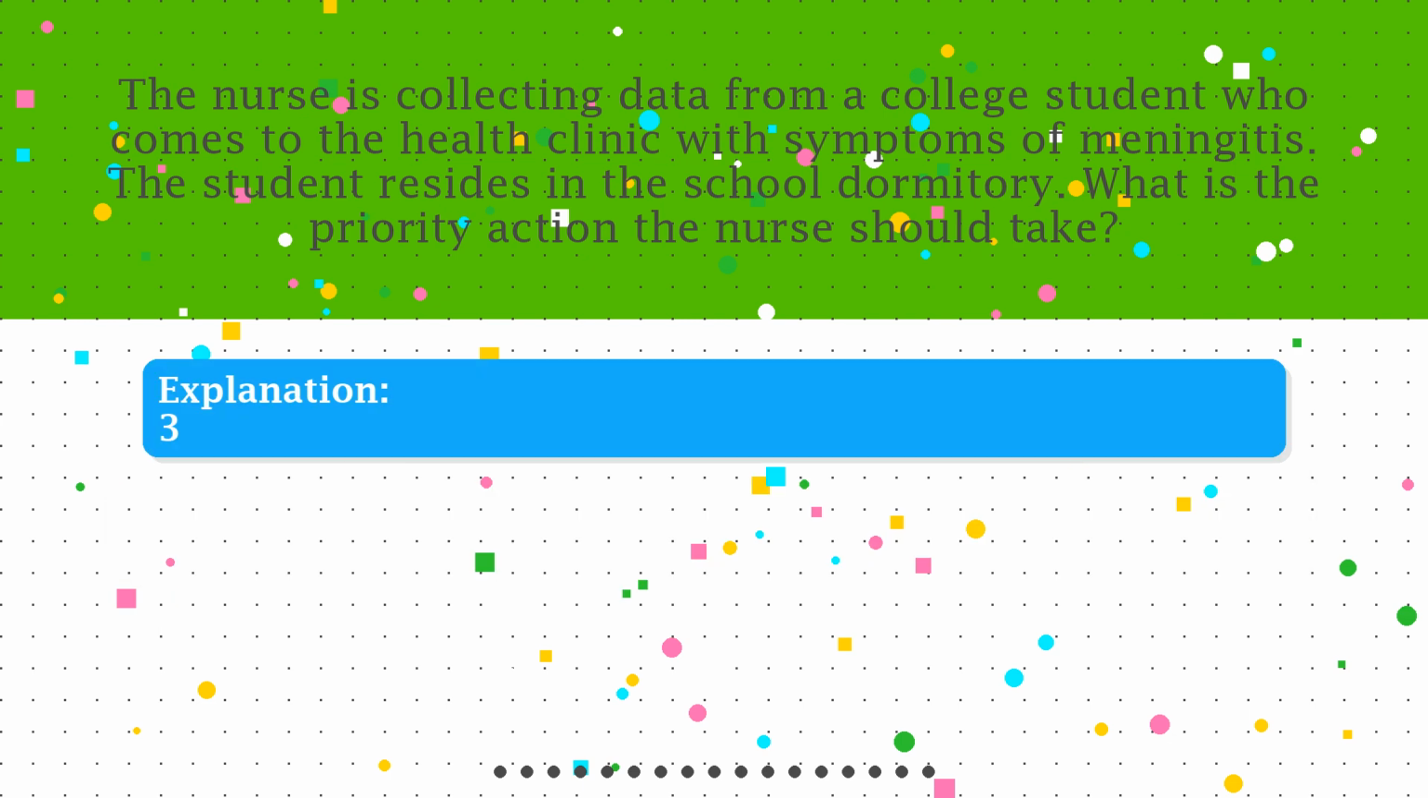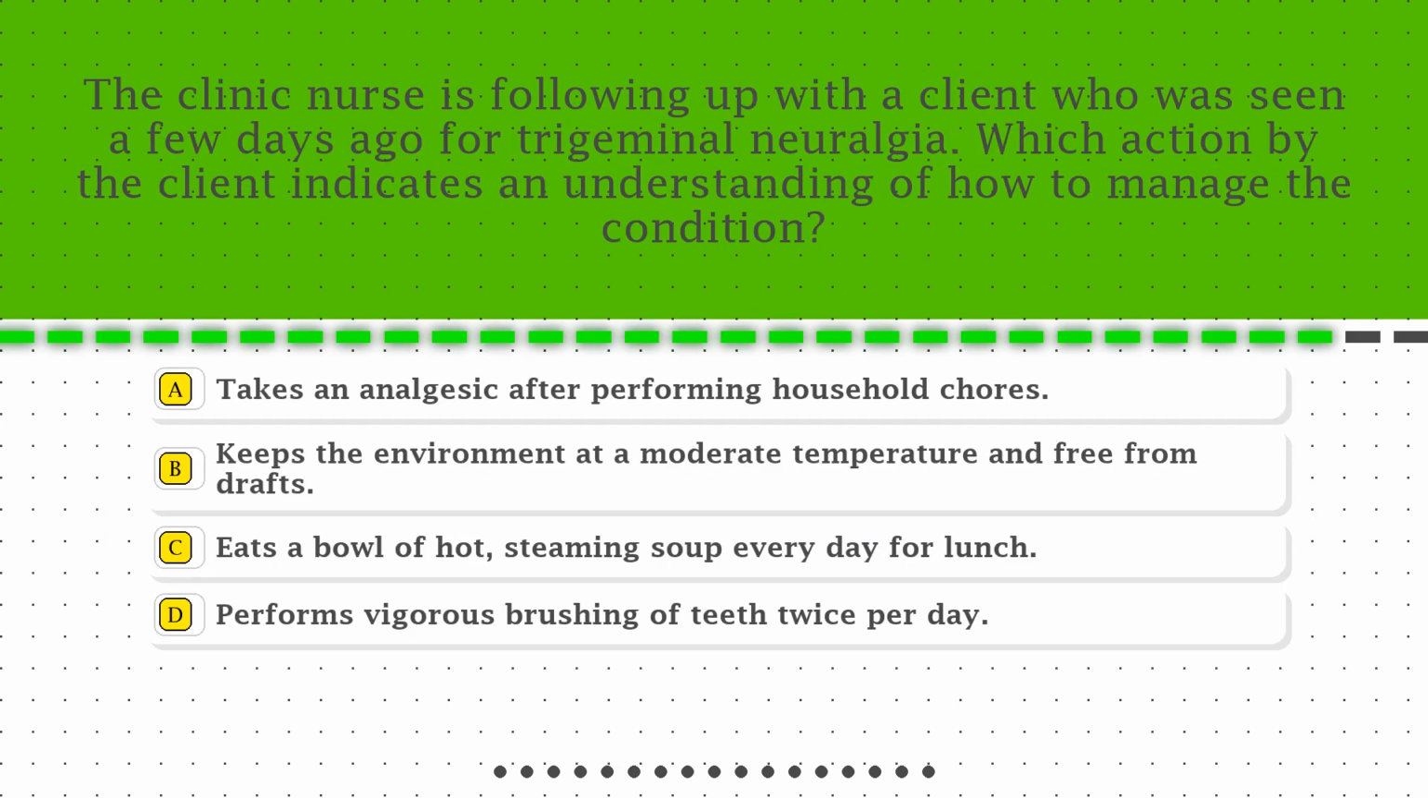3. Question 13. The clinic nurse is following up with a client who was seen a few days ago for trigeminal neuralgia. Which action by the client indicates an understanding of how to manage the condition? Option A. Takes an analgesic after performing household chores. Option B. Keeps the environment at a moderate temperature and free from drafts. Option C. Eats a bowl of hot, steaming soup every day for lunch. Option D. Performs vigorous brushing of teeth twice per day.